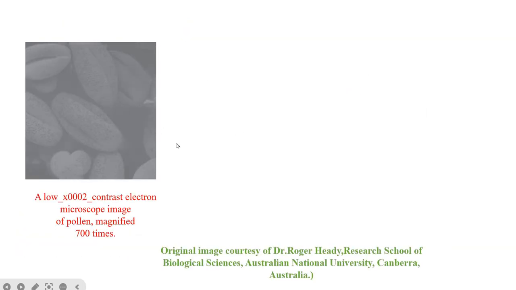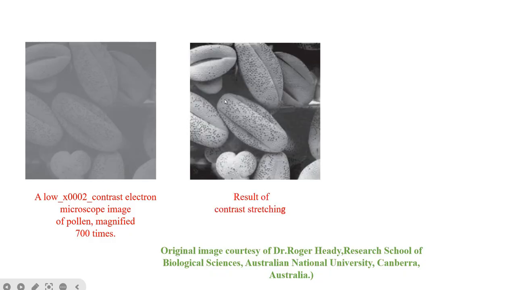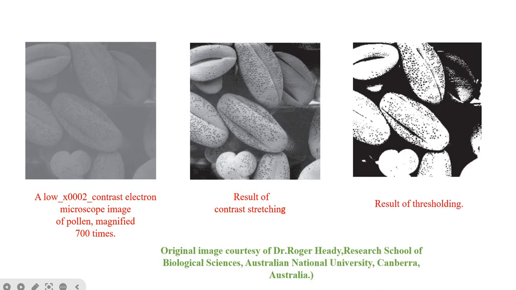Now again I'll take the same image. That is the image of a pollen, and this is the result of contrast stretching which we have seen, and when you do the thresholding you will get such type of image. So thresholding will convert a grayscale image into binary, that is black and white, and all the pixels above the threshold will be white, and below the threshold will be black. And these are used in segmentation, object detection, document image processing, etc.